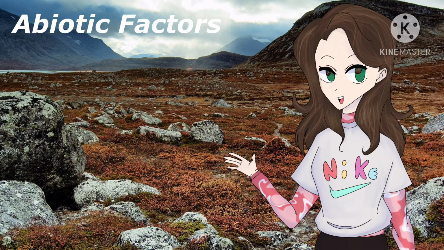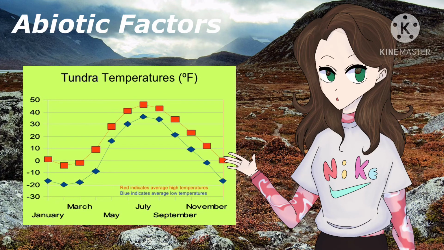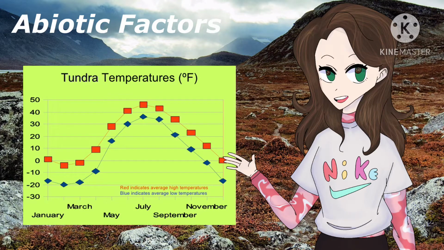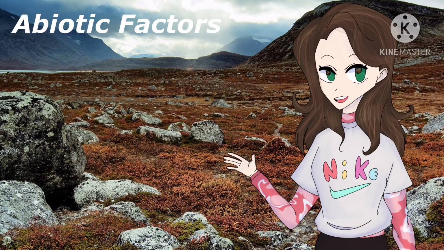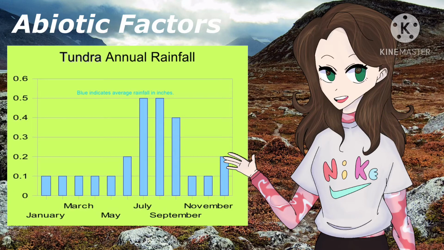The climate is below 0 degrees Celsius for 6 to 10 months of the year. The average temperature is negative 30 to 20 degrees Fahrenheit or negative 34 to negative 6 degrees Celsius. And for precipitation, they get around 10 inches per year.